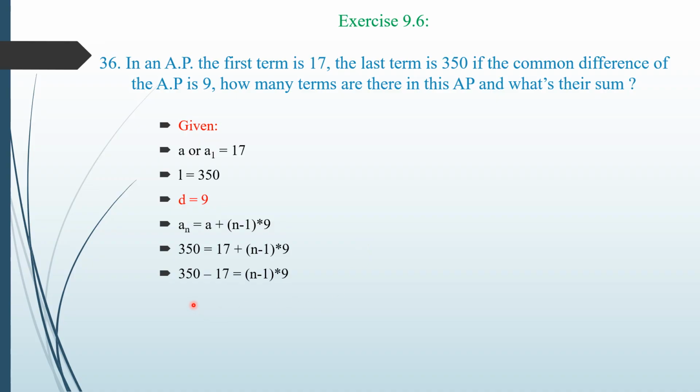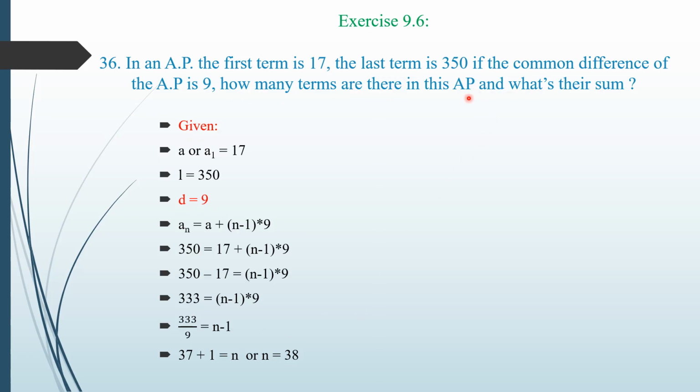When I simplify this further, taking this 17 to the left hand side, 350 minus 17 is equal to n minus 1 into 9. 350 minus 17 is 333, which is equal to n minus 1 into 9. Taking this 9 to the left hand side, that will go to the denominator. 333 divided by 9 is equal to n minus 1. 333 divided by 9 will give me 37, and taking this minus 1 to the left hand side, that will become plus 1, which is equal to n. Therefore n value is 37 plus 1, that is 38. Now we have solved the first part of this question, that is how many terms are there in this AP. In this AP there are 38 terms.